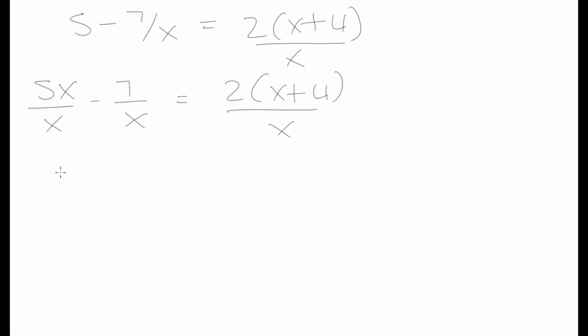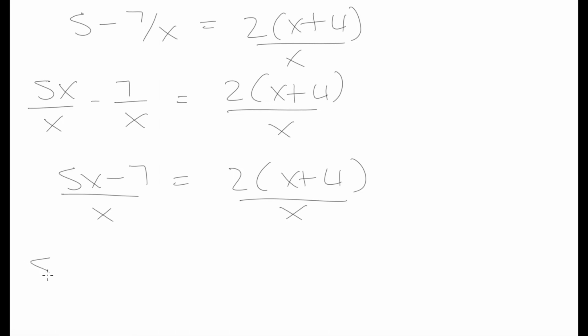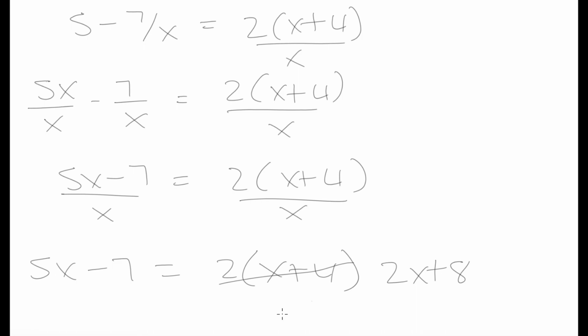So we can write down this side as 5x minus 7 over x, and that is equal to 2x plus 4 over x. And now, because x is a denominator in both of our terms, we know that just these numerators have to be equal to one another in order to make this equation equal. So if both of these have a denominator of x, then 5x minus 7 has to be equal to 2 times x plus 4. And we can expand this out. Let's just write this in its expanded form. That would become 2x plus 8, because 2 times 4 is 8.